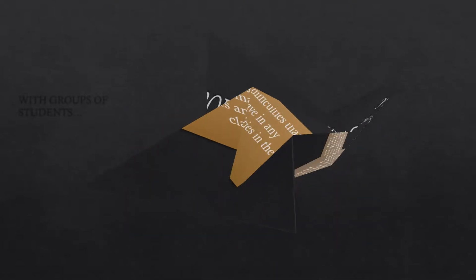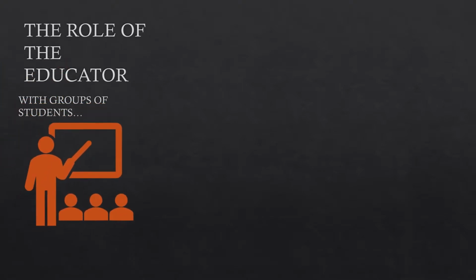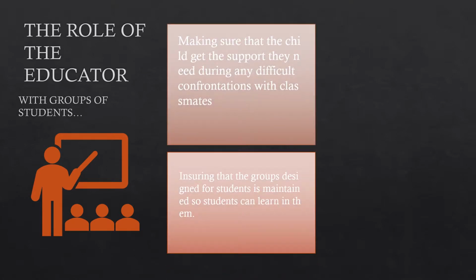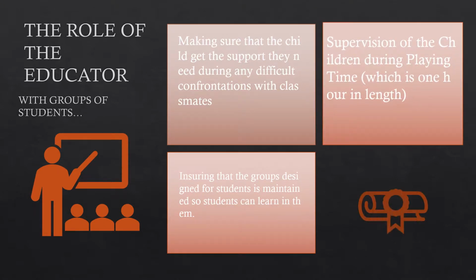When it comes to groups of students, it's important for the educator to make sure that the child is getting the support that they need with difficulty and confrontations in the classroom and with classmates, of course. It's also important that the educator plays a role in supervising the entire class, giving instructions with play, and ensuring that the group's desired goals for the students are maintained so students can learn within them.